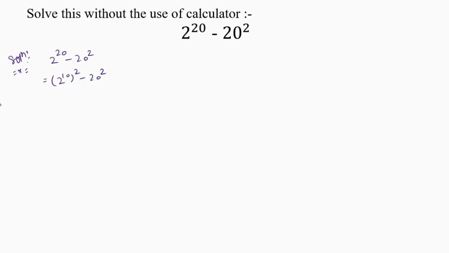And as we know, the formula of a square minus b square, which is a plus b, a minus b, that is a square minus b square is a plus b times a minus b. So the above expression can be written as 2 raised to power 10 plus 20 times 2 raised to power 10 minus 20. On further solving, 2 raised to power 10 can be written as 1024, plus 20 times 1024 minus 20.